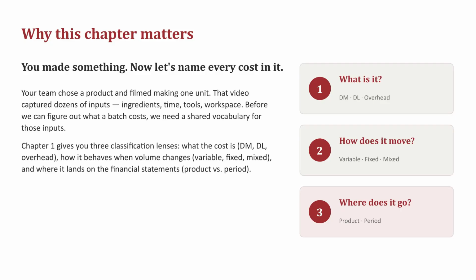Second, how does it move when volume changes: variable, fixed, or mixed? Third, where does it end up? Product cost or period cost? Once you have those 3 lenses, the rest of managerial accounting becomes much easier to follow.